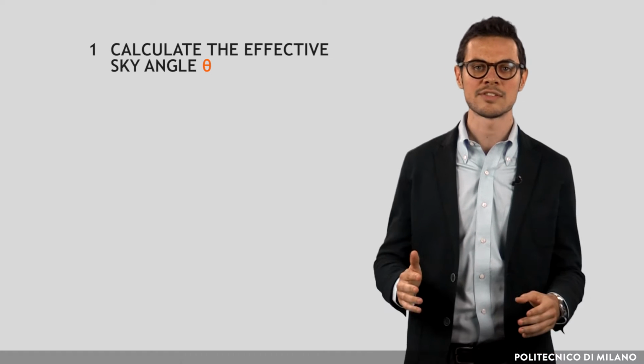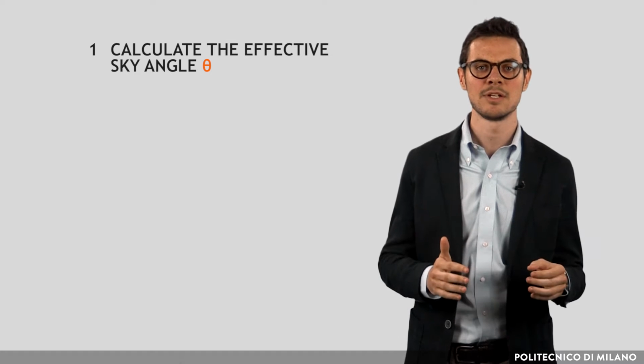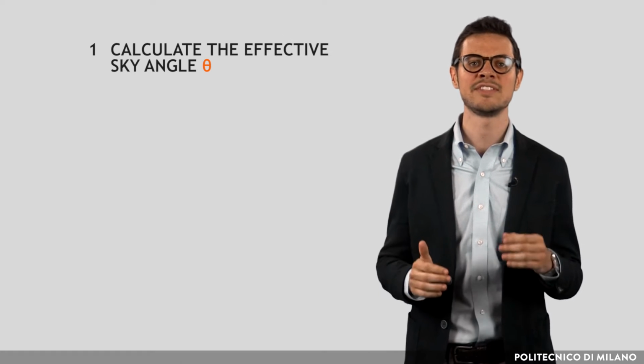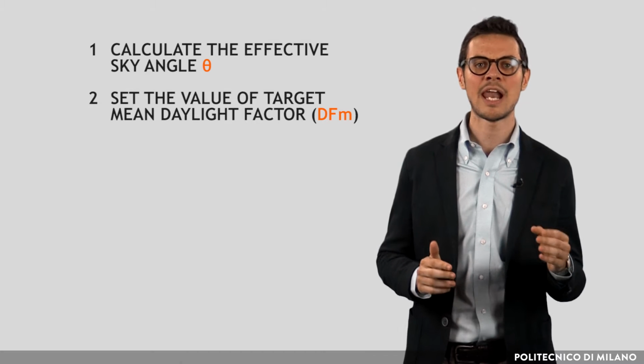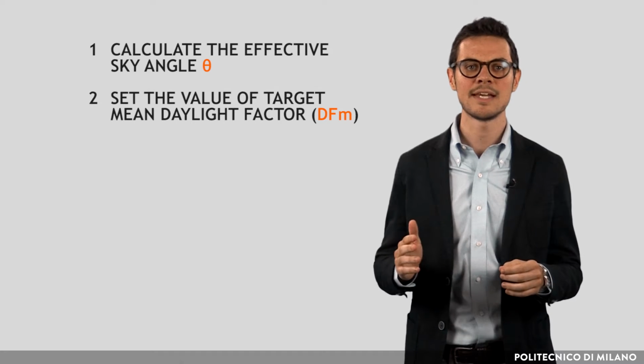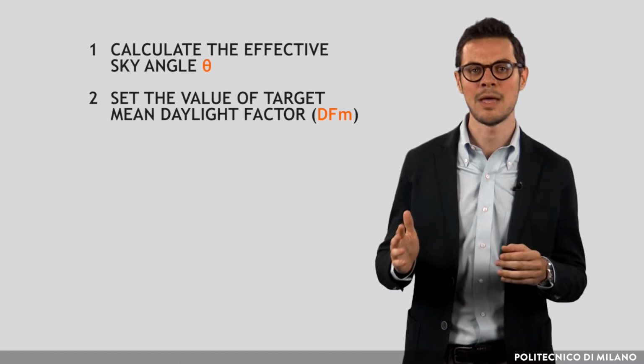The 5 steps of the method are: first, assess how much natural light the space receives through the calculation of the effective sky angle theta. Second, assess how much lighting the space needs by setting the target mean daylight factor desired, DFM.